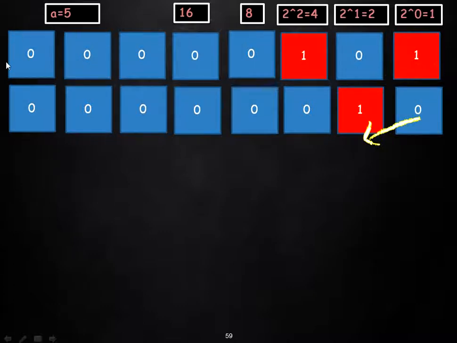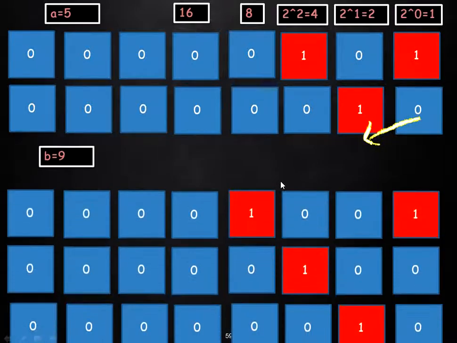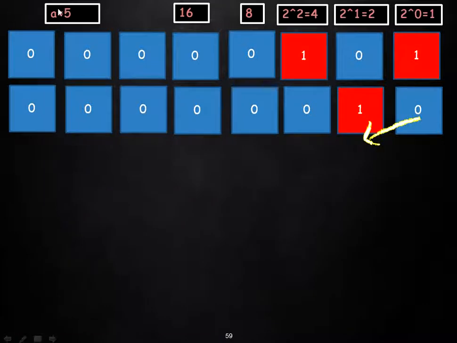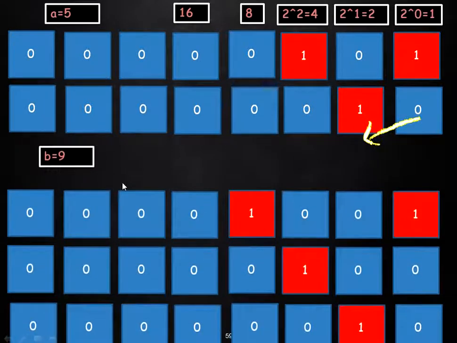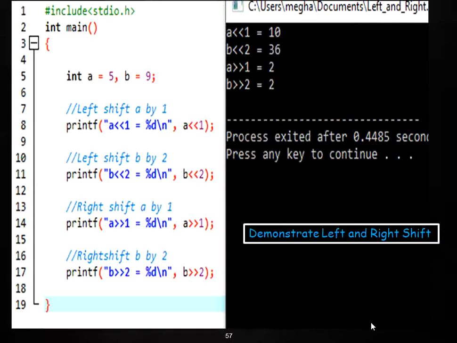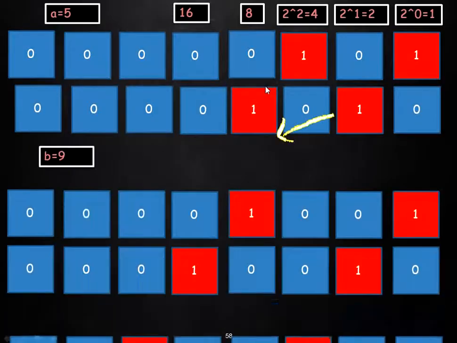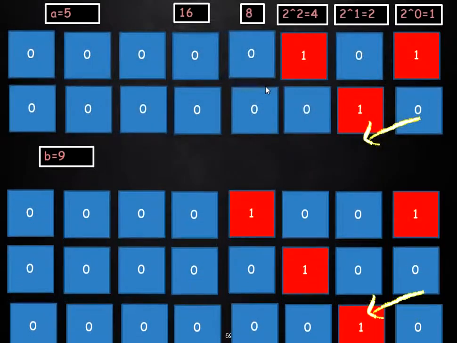So when you're doing left shift it is okay, but when you're going to do a right shift, you have to be careful because the one towards the border here falls off. So the answer here will be, when you shift A by right shift 1, the answer will be just 2. Similarly, when you have 9 and you right shift it by 2, the answer will be 2. So let's check it. See over here, 2 and 2. So we have demonstrated left shift and right shift.